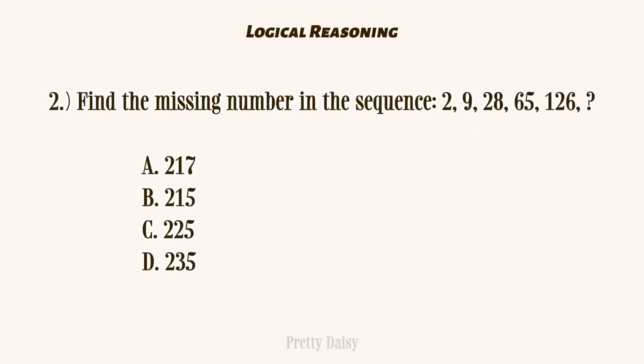2. Find the missing number in the sequence. 2, 9, 28, 65, 126. A. 217. B. 215. C. 205. D. 235.